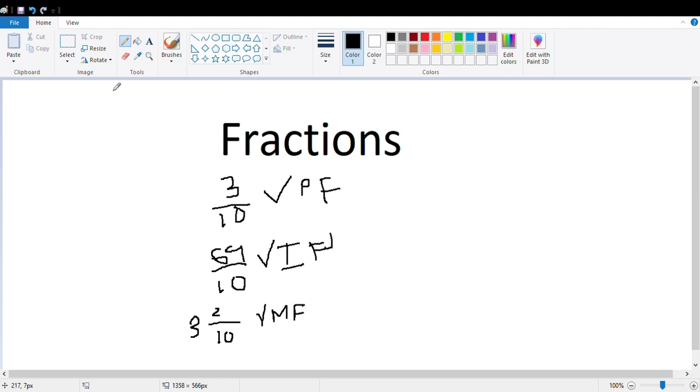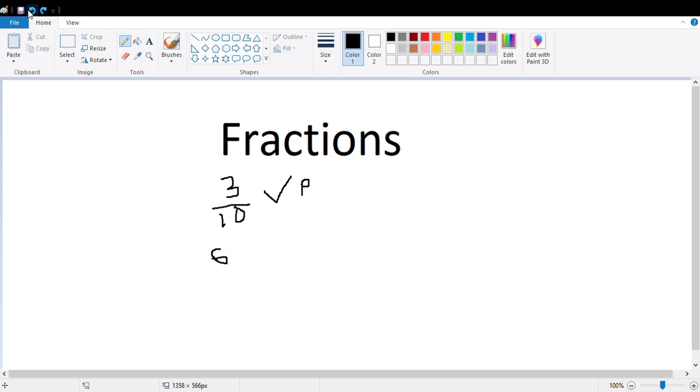Okay, now let's just delete all of this and we'll talk about how we convert an imperfect fraction into a mixed fraction. So now let's take an imperfect fraction and convert it into a mixed fraction. Let's say 3 by 10.